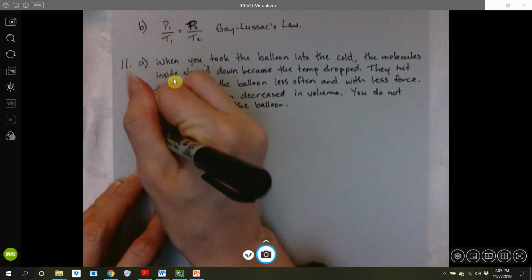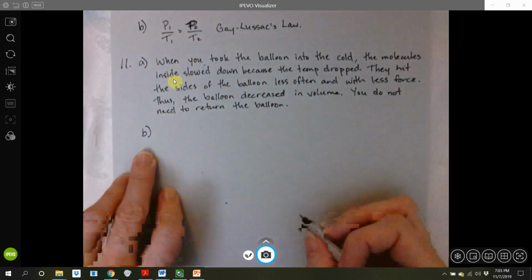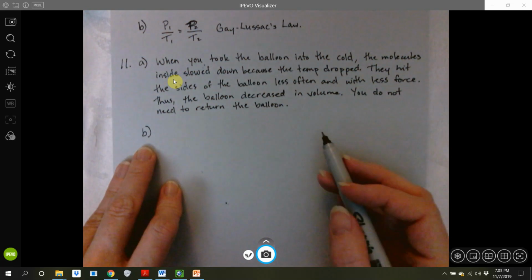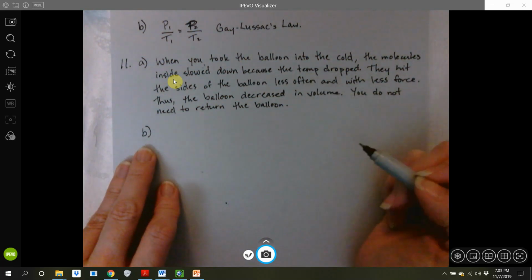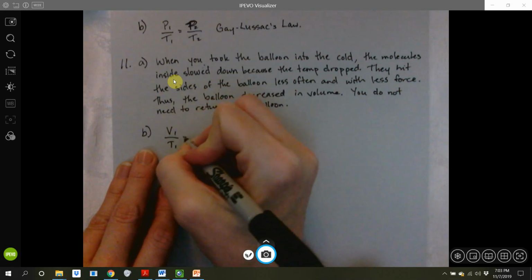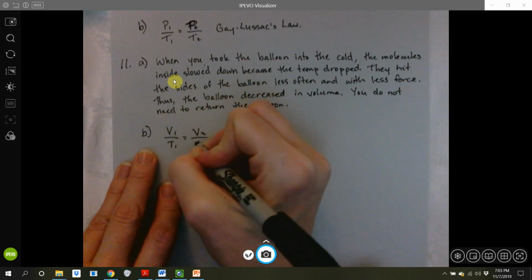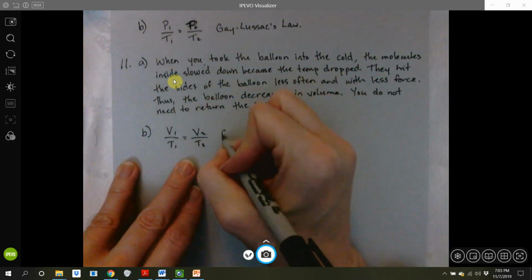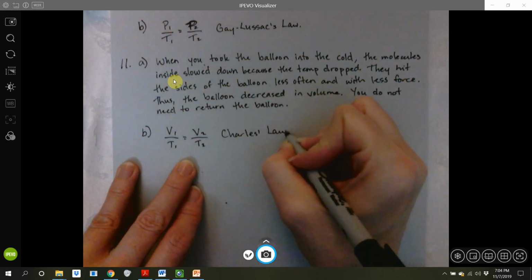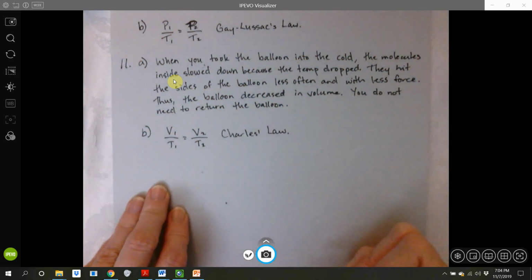11b asks, what gas law does this demonstrate? Here, we're looking at temperature and we're looking at volume. V1 over T1 equals V2 over T2. And this is Charles' law. Okay?